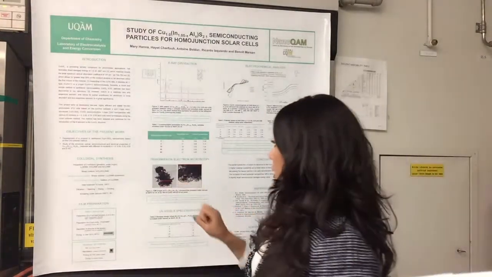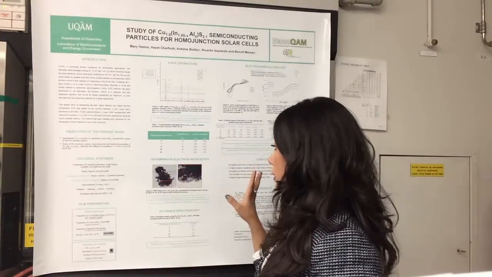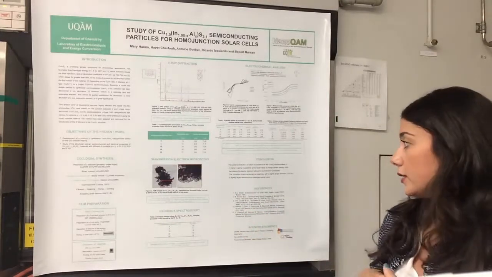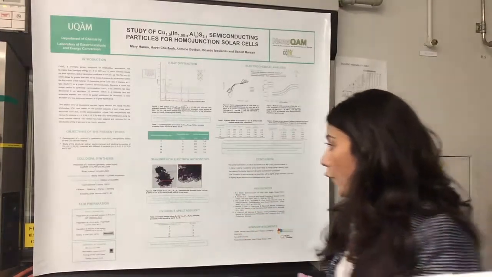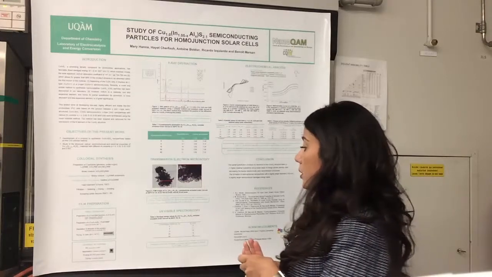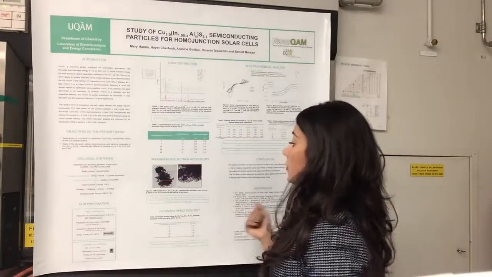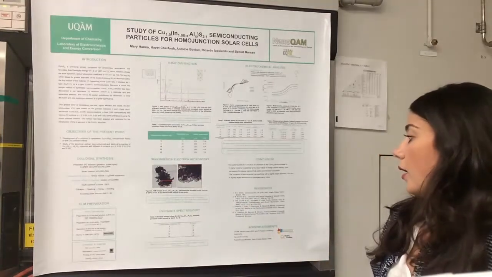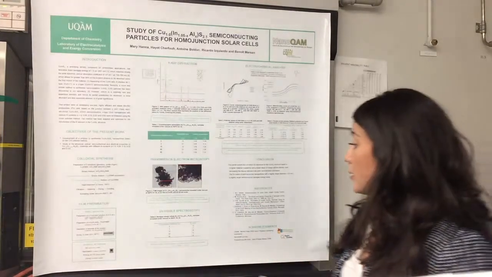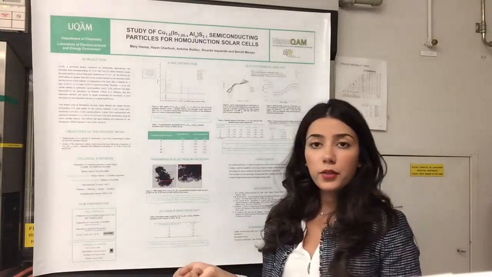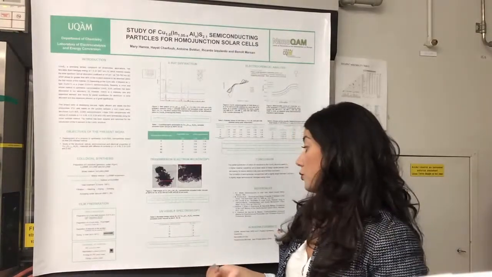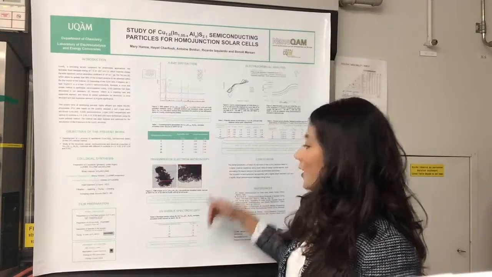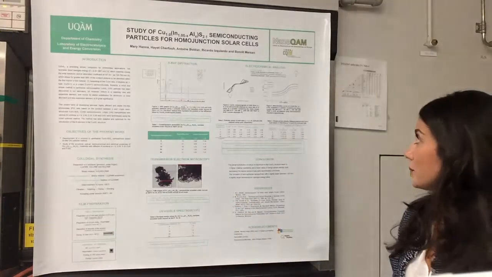Here with the TEM images, we just confirm the crystallite size that we got from the XRD, and it matches very well. For the UV-visible spectroscopy, we can see that when we add aluminum, the bandgap energy value increases, but non-linearly. We have to take into account that CuAlS2 has a bandgap energy value of 3.5 electron volts. So it's logical that the bandgap increases with the aluminum.